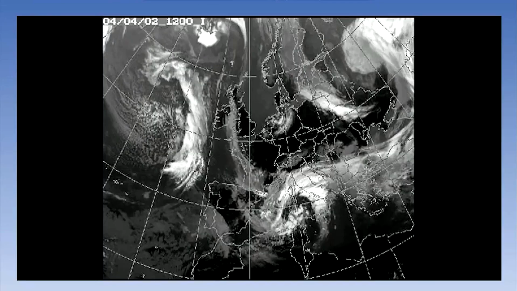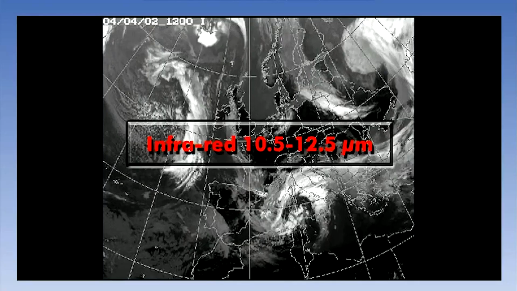Another essential tool is infrared imagery, which captures radiation in the 10.5 to 12.5 micrometer wavelength range.